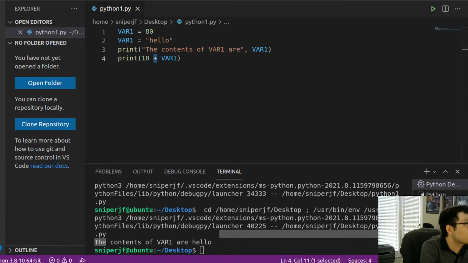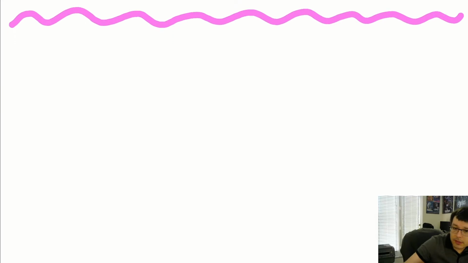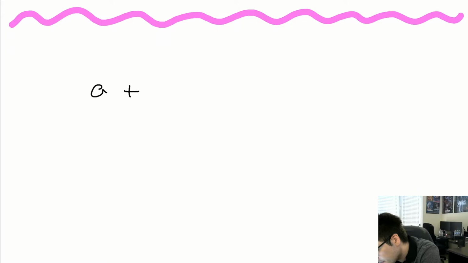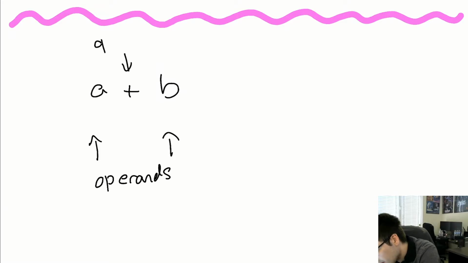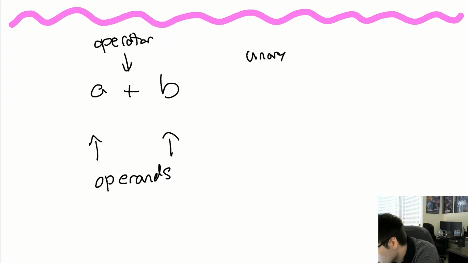So let us first list out a couple of the basic operators that you can use in Python. Now the word operators, you remember your math when you have something like a plus b, a and b are your operands, and this is your operator. And in Python, we have a couple of different types of operators, but the most commonly used ones are going to be the unary and binary operators.